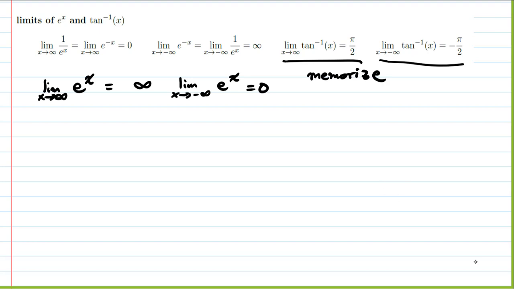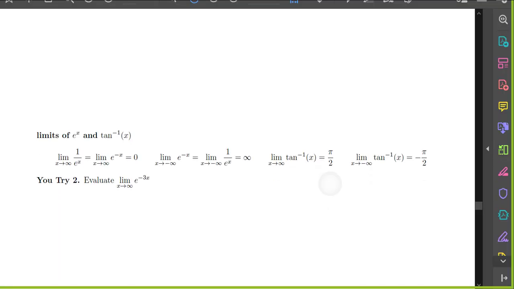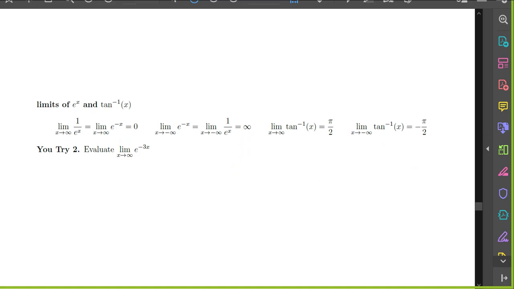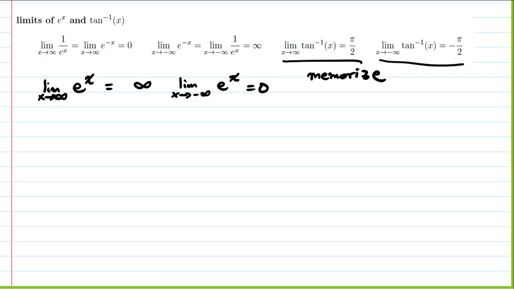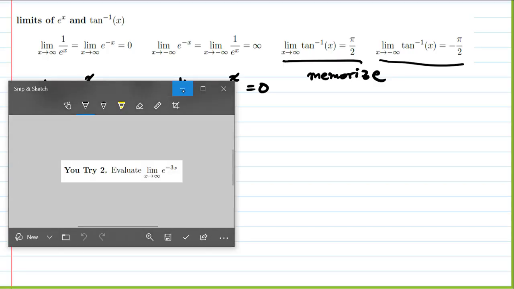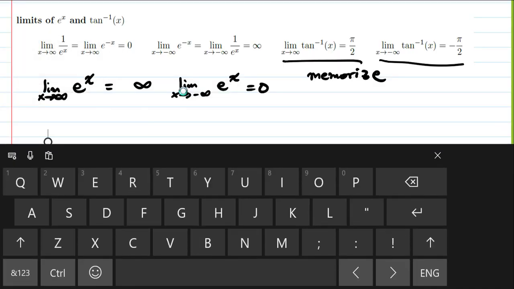So we will use those properties to help us calculate a couple of things. So before I do one, we've got a quick try for you guys.